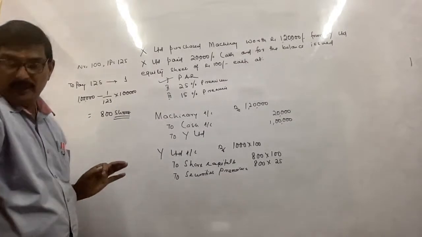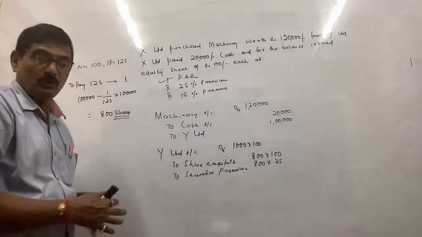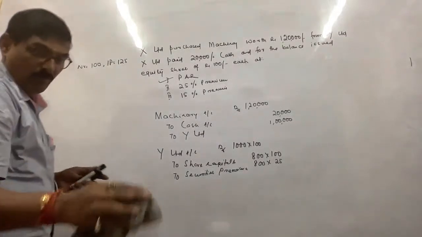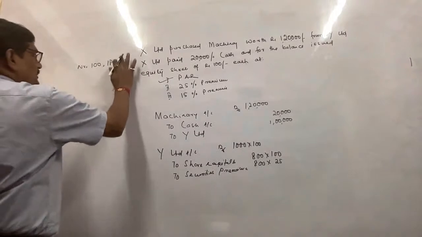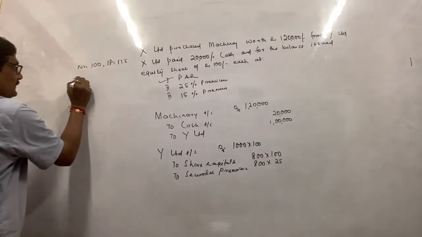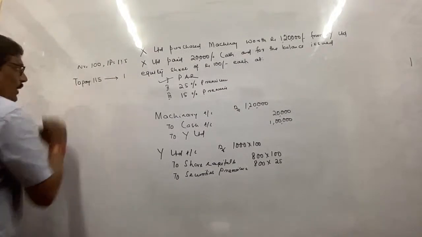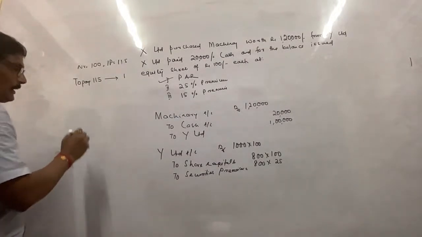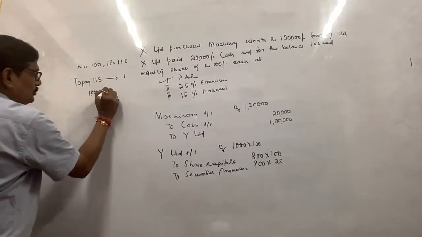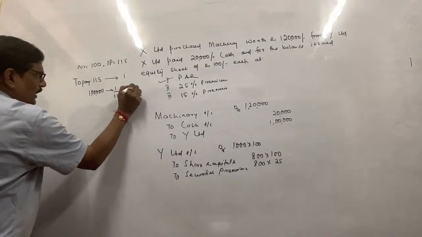And third one is we are issuing it at 15% premium, not 100, not 25, it is 15%. Means nominal value is 100 and issue price is 115. So to pay 115, number of shares issued is 1. So to pay 1 lakh rupees, I have to issue 1 by 115 into 1 lakh.